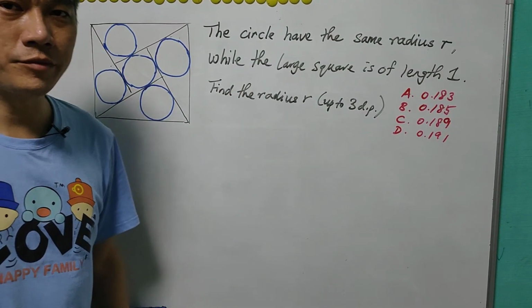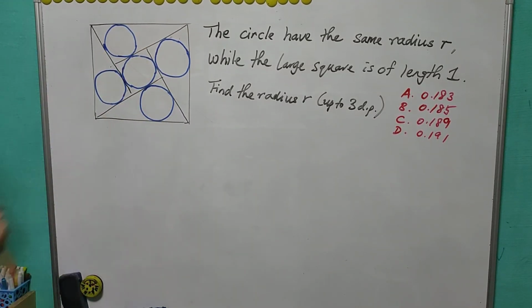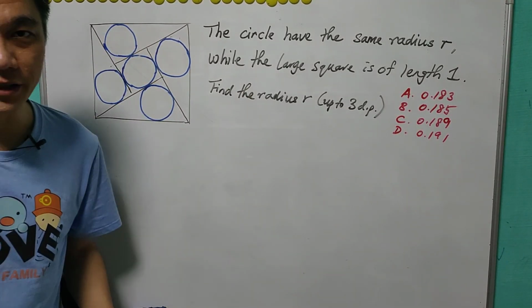Welcome to another math problem of the week. Five identical circles, square, and radius r. Let's talk about it.